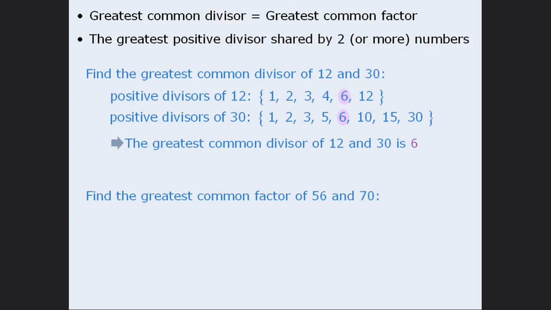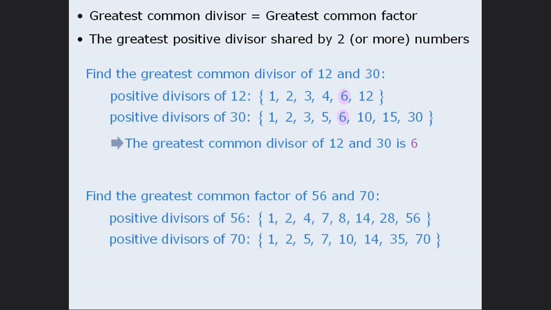To find the greatest common factor of 56 and 70, we'll list the divisors of 56 and the divisors of 70. As you can see, the divisors that they have in common are 1, 2, 7, and 14. So the greatest common factor of 56 and 70 is 14.